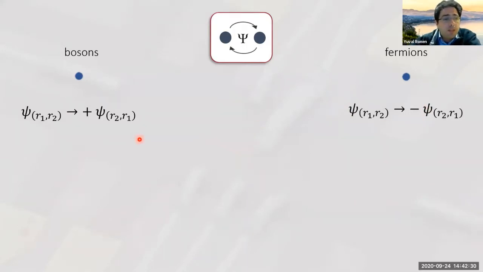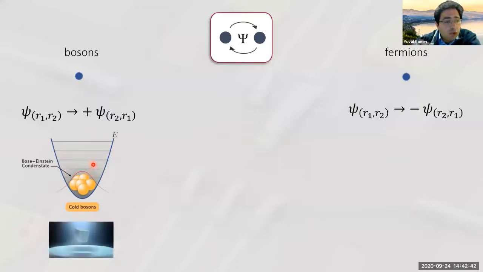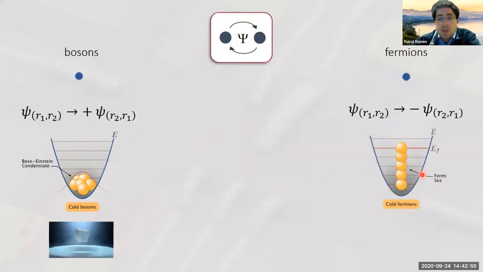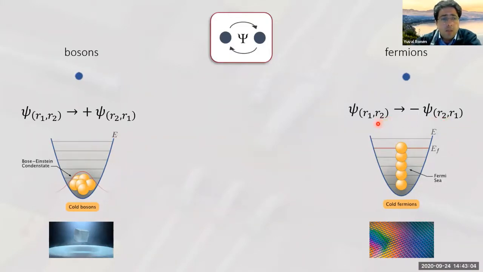And this plus sign and negative sign, of course, is very important, has very important implications. For example, for bosons, we get Bose-Einstein condensation, we get stimulated emission, which, for example, gives us superconductivity. For fermions, we get the Pauli exclusion principle, we get the notion of a Fermi sea, and we get insulator, metal, semiconductor out of this difference. So exchange statistics of bosons and fermions, of course, has a deep implication.